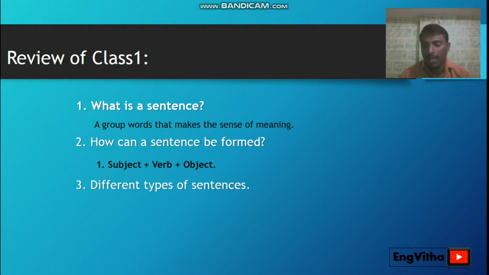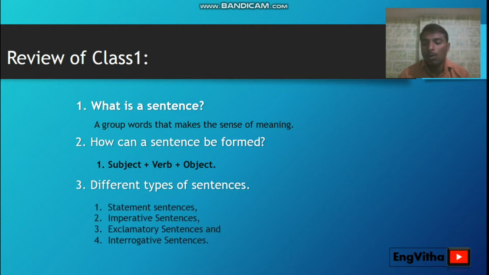And thirdly, we learned different types of sentences in the English language. Generally, we have four types: statement sentences, imperative sentences, exclamatory sentences, and interrogative sentences. So these are the three things that we learned in class 1. Now let us go to class 2 and look into its contents.